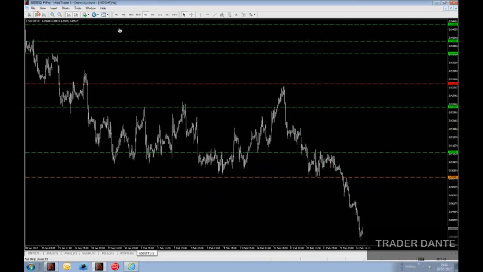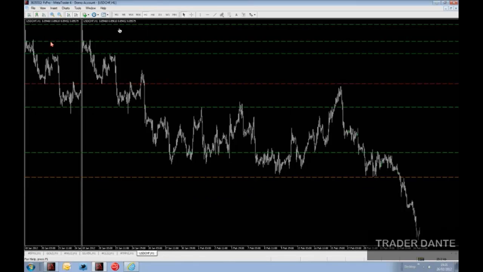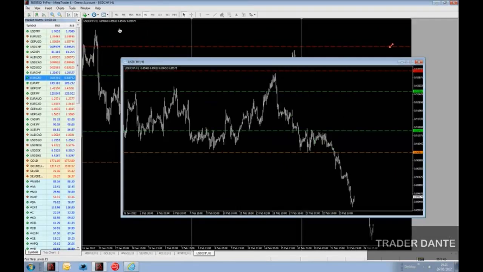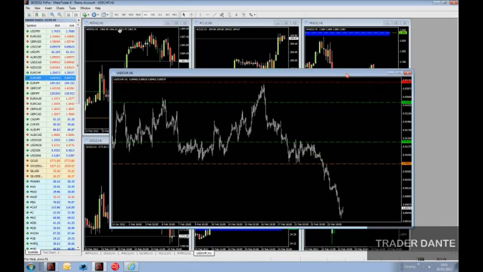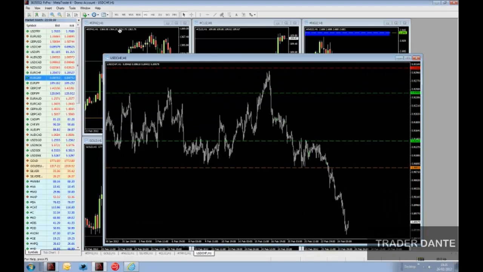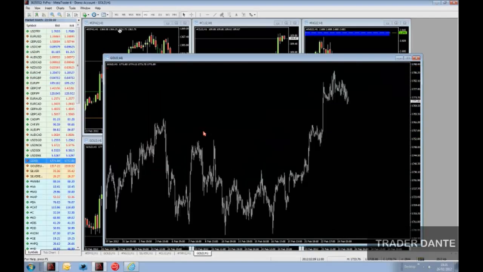Now, what we can do now is pull up another chart. Anyone got any preferences for a chart to draw some levels on? Anyone found a chart that they don't like? A chart they think is particularly difficult? Let's have a test here. Gold, okay. Let's whack gold up.